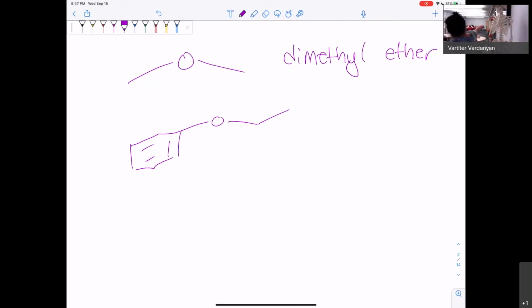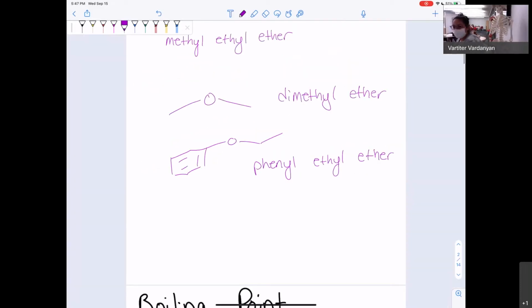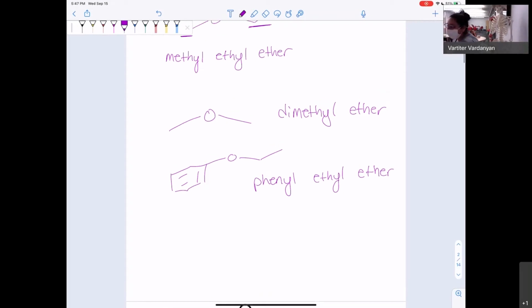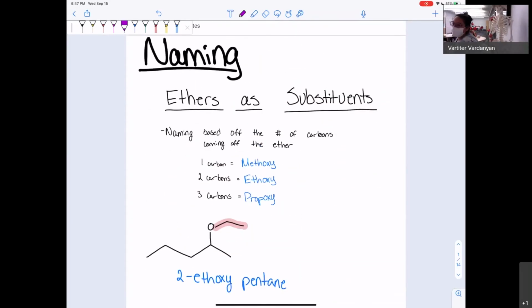What is the substituent on the left? Phenyl. Yes. I was hoping at least one person would get tripped up. From a loving place. Phenyl, ethyl, ether. No, it's not bad. Okay. The part where it gets bad is when we have them as substituents.